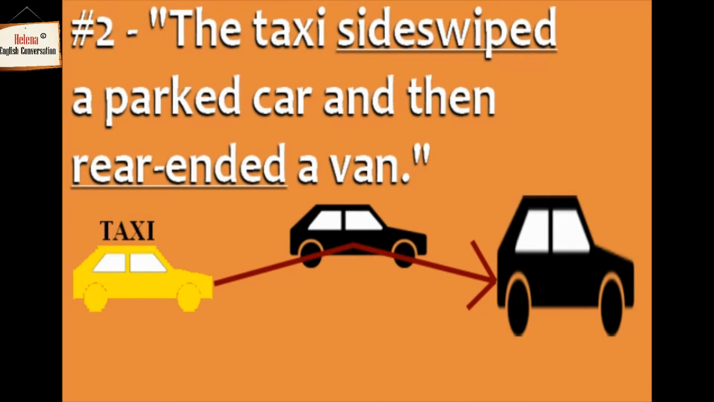Number 2. The taxi sideswiped a parked car and then rear-ended a van. Sideswiped means the taxi hit the side of the parked car while passing it. Rear-ended means the taxi hit the back of the van.